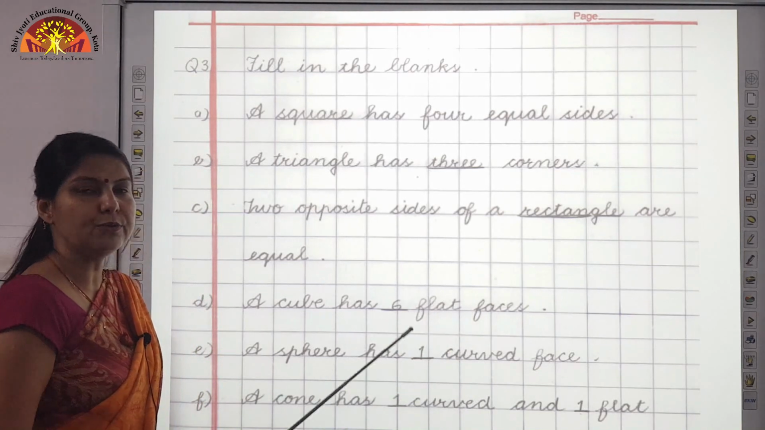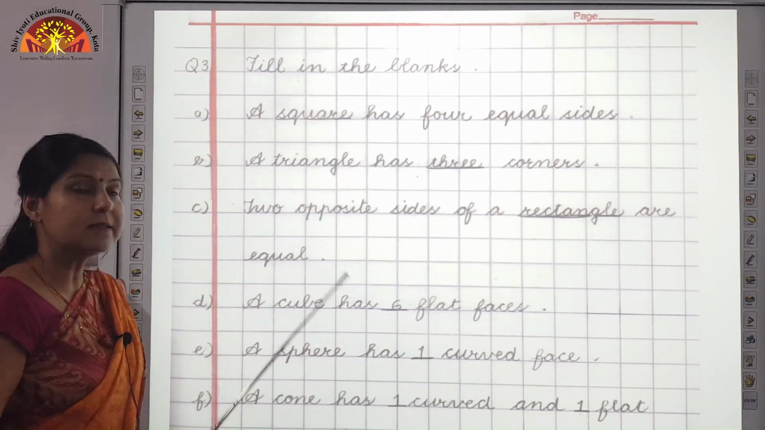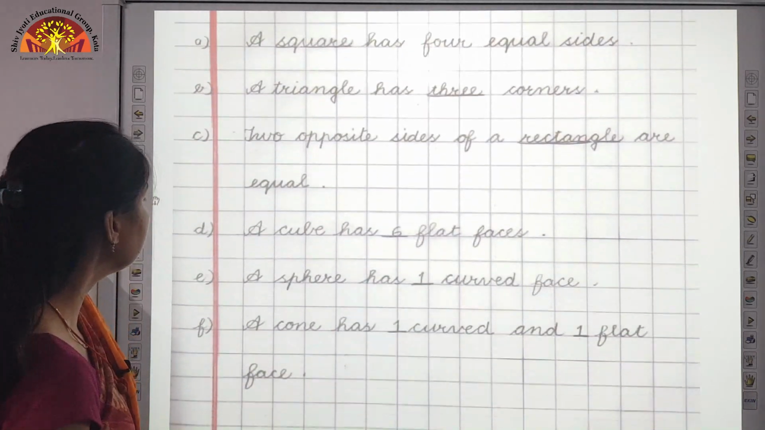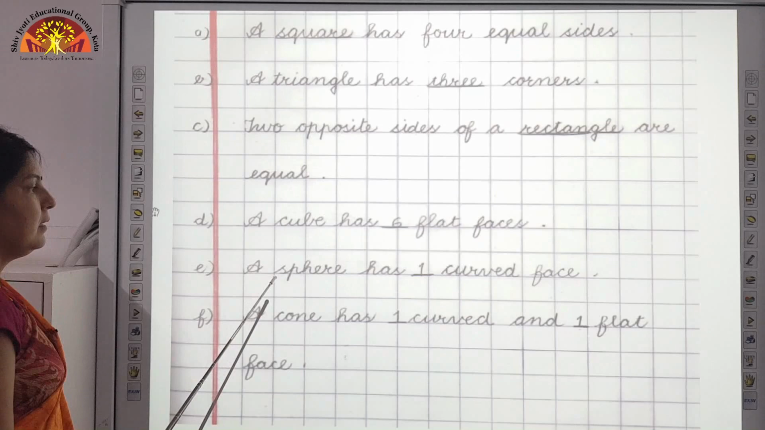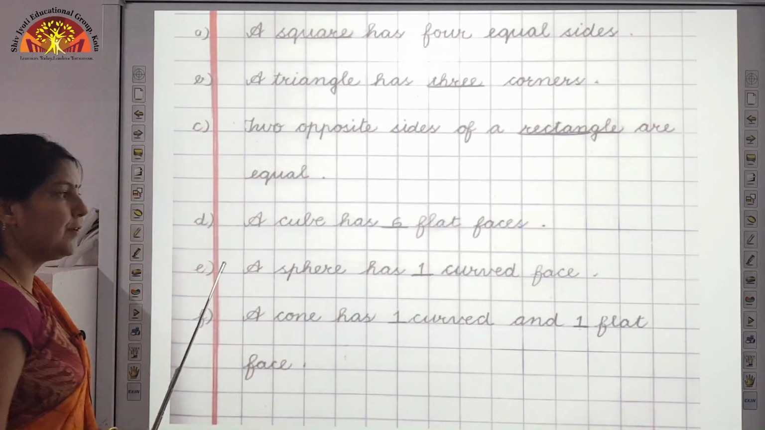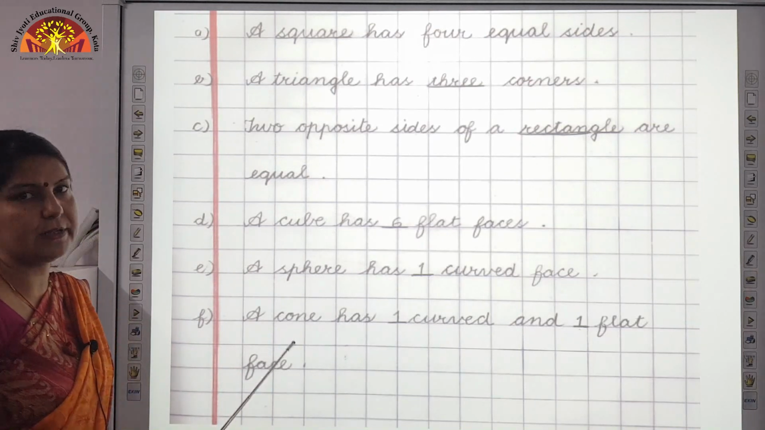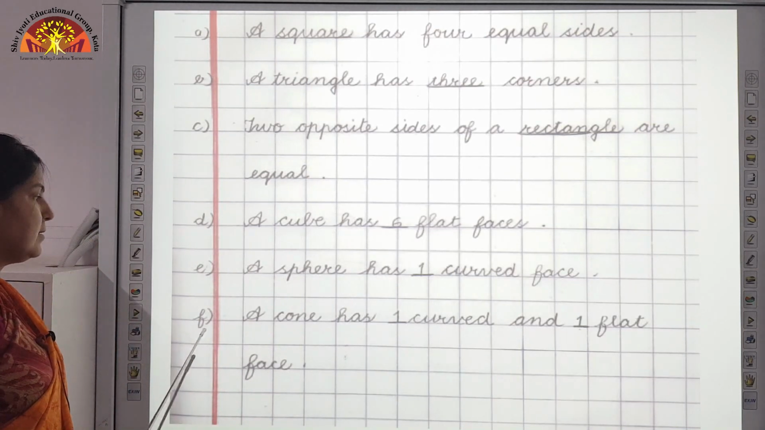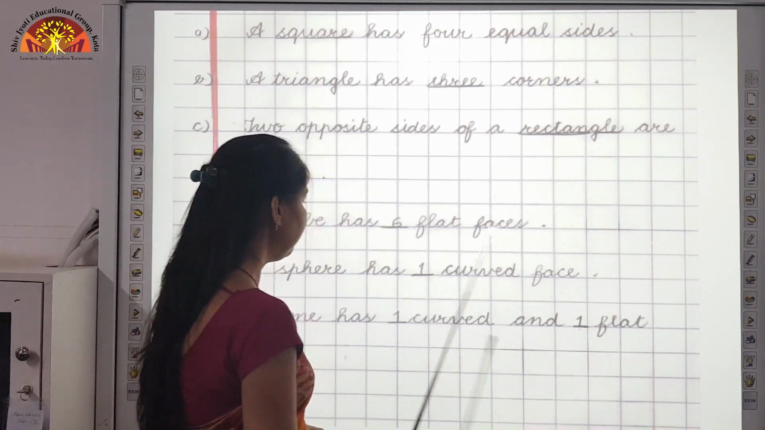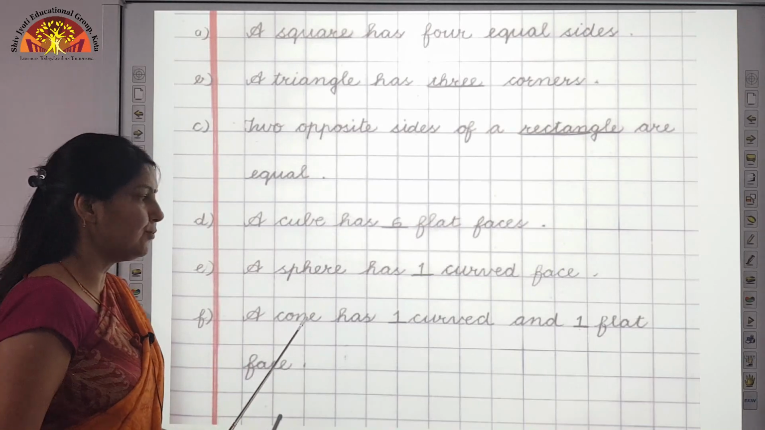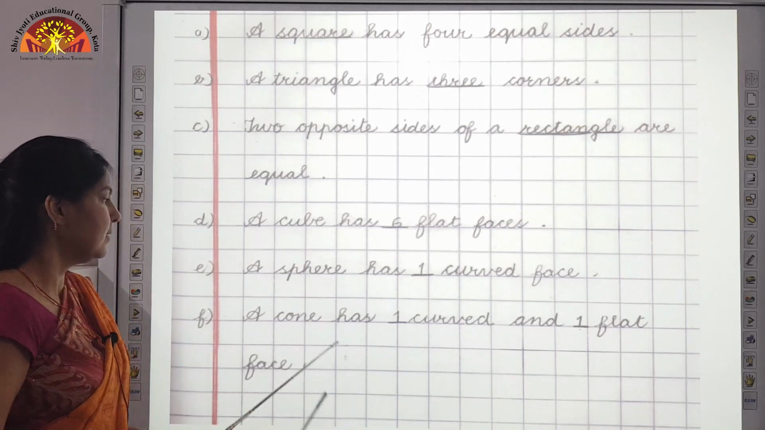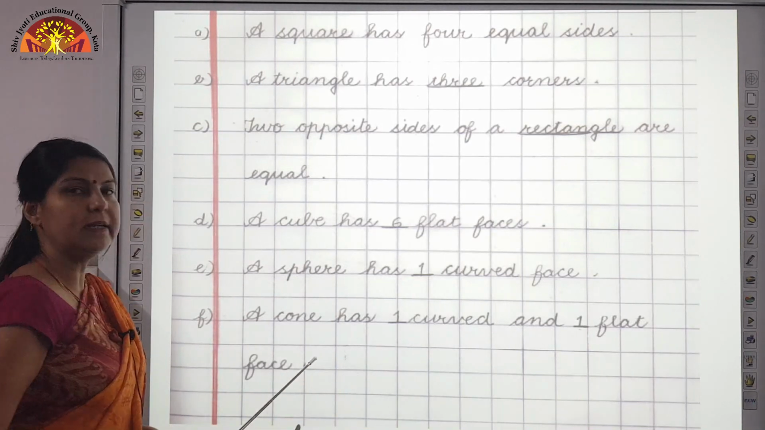Now next one is, a cube has dash flat faces. Children, I told you cube has 6 flat faces. Now next one is E, a sphere has dash curved face. Children, a sphere has 1 curved face, okay. Now F is a cone has dash curved and dash flat faces. Children, as you know, a cone has two faces, one is curved and one is flat.